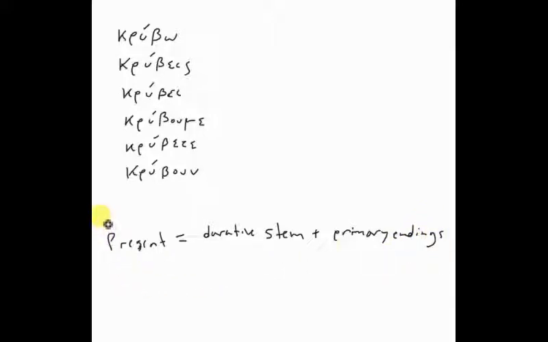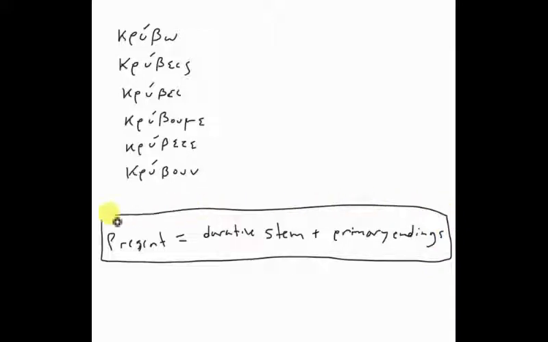Now let me make a box around this. So if you take this formula here, you will be able to make any verb into the present. Any verb. So after every tense, remember this formula that I give you at the end. Remember it, and then you will be able to make any verb in the proper conjugation.